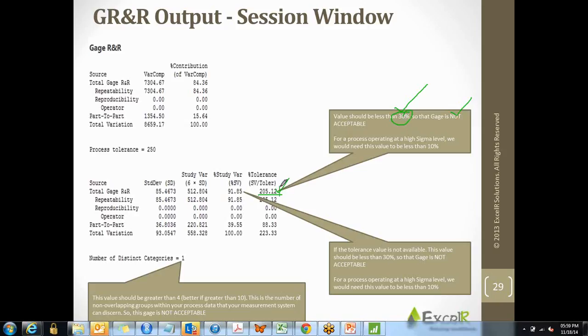205.12 is less than 30% of what? This is a value, that's it. This is an independent value. This value should be less than 30% if you want to say that yes, the instrument that I'm using, the measurement process that I'm following, is accurate. If it is not, then you say that the gauge or instrument that I'm using for measurement is not acceptable. These are just acceptable limits.